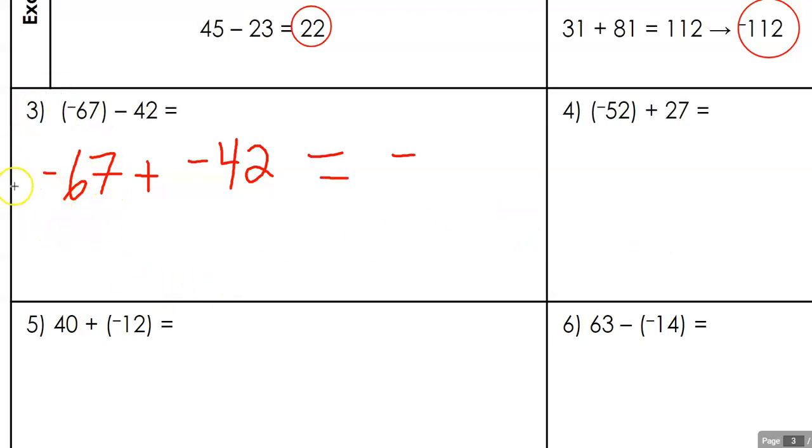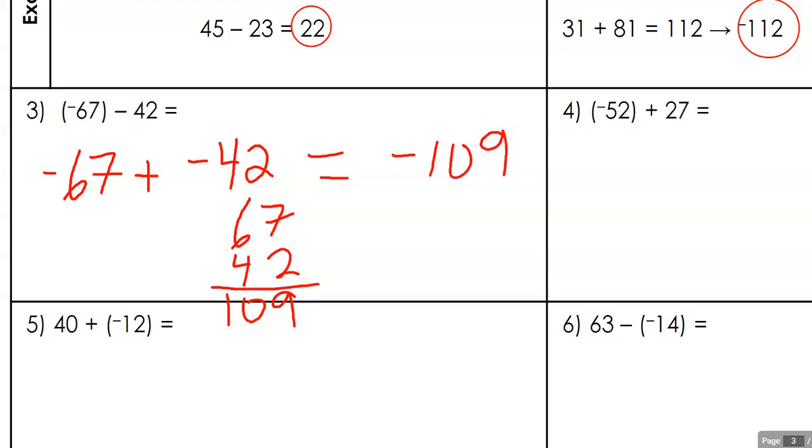You owe me $67 plus you also owe me $42. So let's add 67, okay, plus 42. All right, so when we add those together, this gives me 9 here. And when we add this together, this gives me 10. So this is going to be a negative 109. Okay. All right, and that's how you do that particular problem.